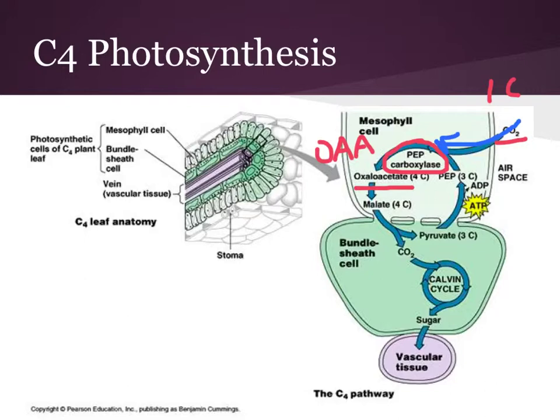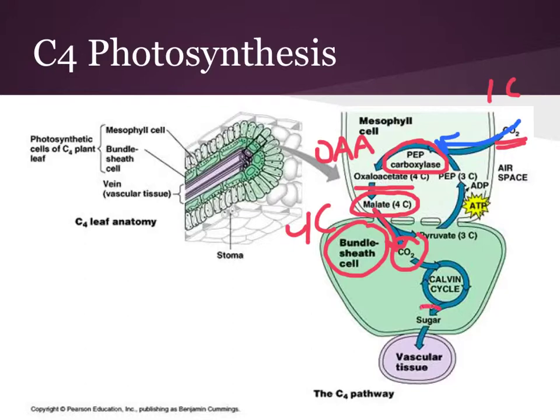Oxaloacetate is then ultimately converted into malate. Malate is the 4-carbon molecule that we're talking about, because malate is the molecule that can transmit itself from the mesophyll cell into our bundle sheath cell. So let's take a look at what we're doing here. We're taking carbon dioxide, we're converting it via PEP carboxylase into oxaloacetate, and from oxaloacetate into malate. Malate then is transferred into the bundle sheath cell, where a new enzyme reconverts it back into CO2, and the Calvin cycle can take place just like normal.